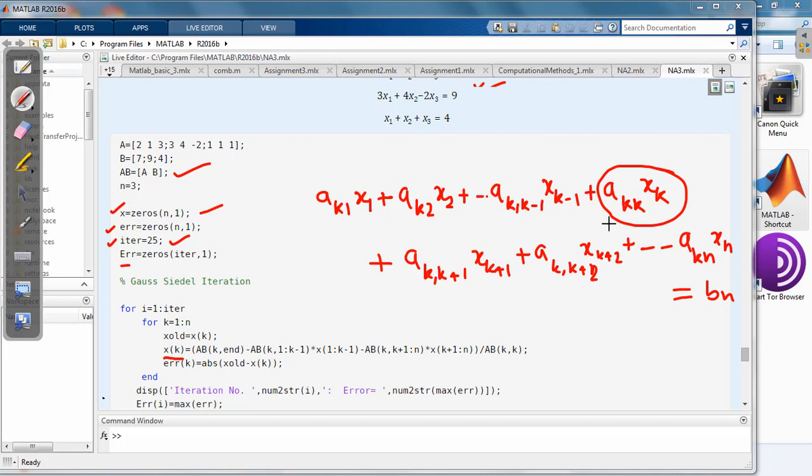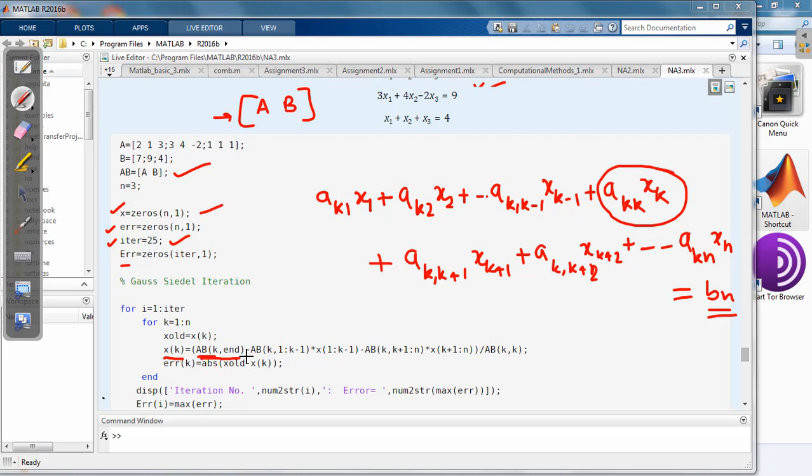So what will be xk then? Definitely xk will be equal to bn minus, it is clear, it is the bn. So what is the bn? Bn is basically, if you see the augmented matrix, the last term in the augmented matrix, because the augmented matrix contains both A and B. So in the kth row, it is the last term that we take as bn.